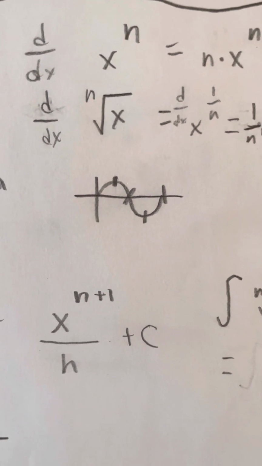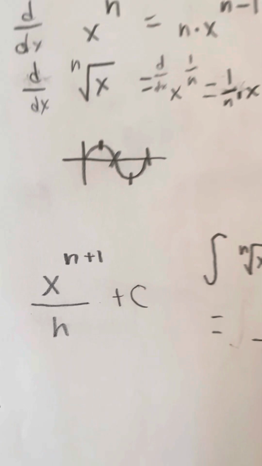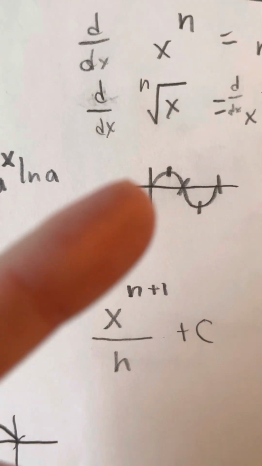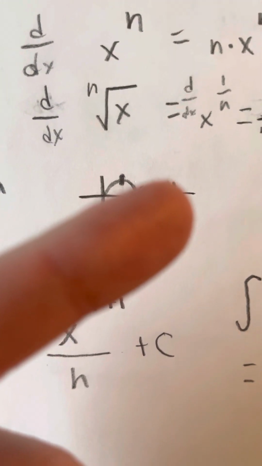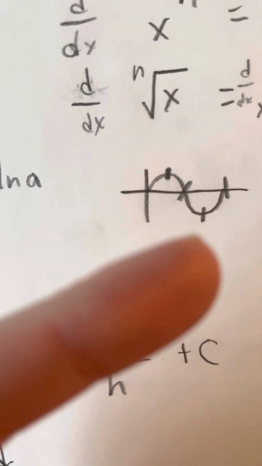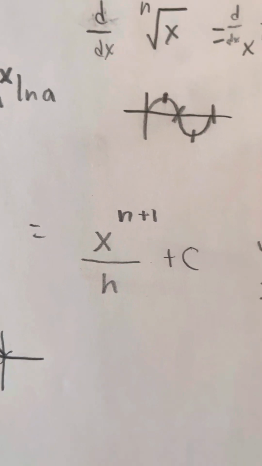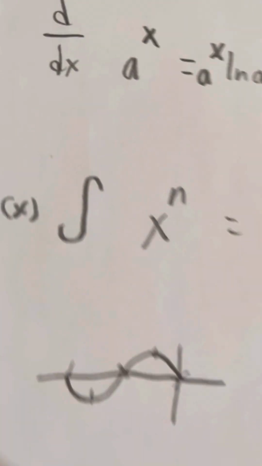Then this line over here is for the trig functions: sine, cosine, negative sine, negative cosine. That's how it works. You're writing the tangent line on the wave.